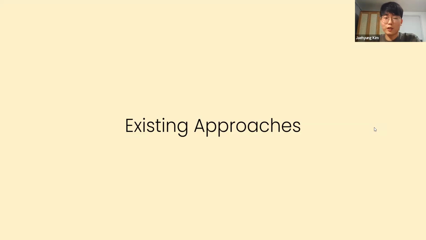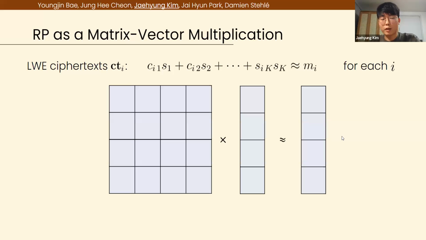Now we observe what happens if we apply these to existing approaches. I want to recall that ring packing can be regarded as matrix vector multiplication. LWE ciphertext can be described as inner product of ciphertext and secret key equals to message if we just ignore the B part of the LWE ciphertext. So if we have a bunch of LWE ciphertext, then it's a bunch of inner product equations. So this is just a matrix times secret key vector equals to message vector equation. So it is indeed a linear system with errors.